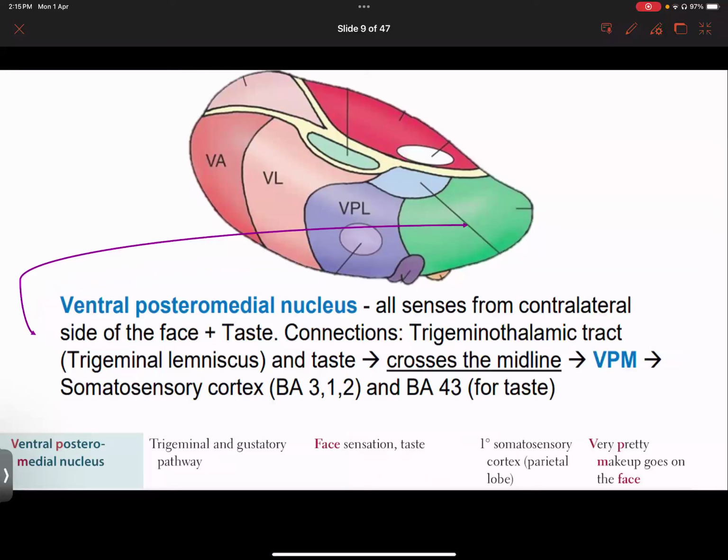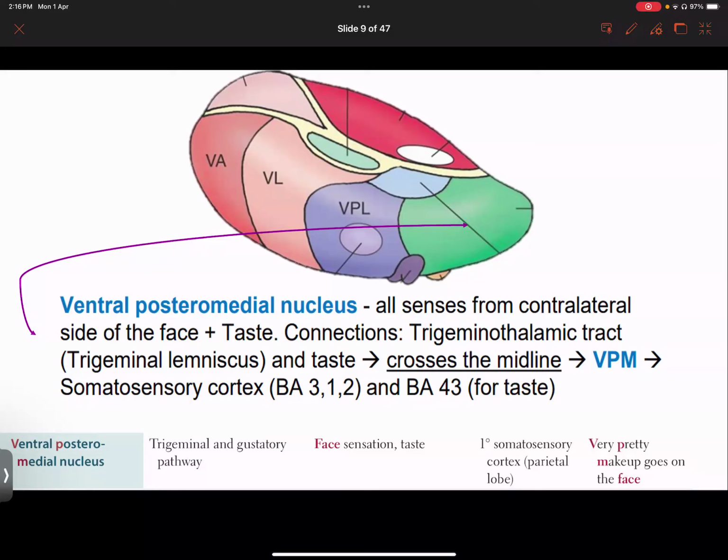Why am I specifying the body so much? Because in the ventral posterior medial nucleus, we're going to have a relay of all of the sensations of the face. All the senses from the contralateral side of the face relay in the ventral posterior medial nucleus. Not only that, it also has to do with taste, because when we think about our somatosensory senses in our face, taste is one of them. So it's the somatosensory signals like pressure, vibration, proprioception, and taste. All of these are going to cross the midline and relay in the ventral posterior medial nucleus before going to the somatosensory cortex.